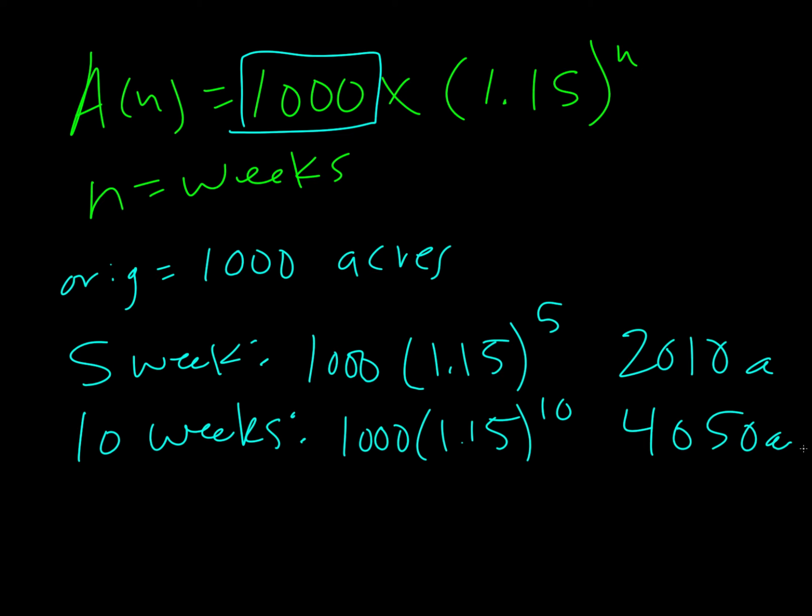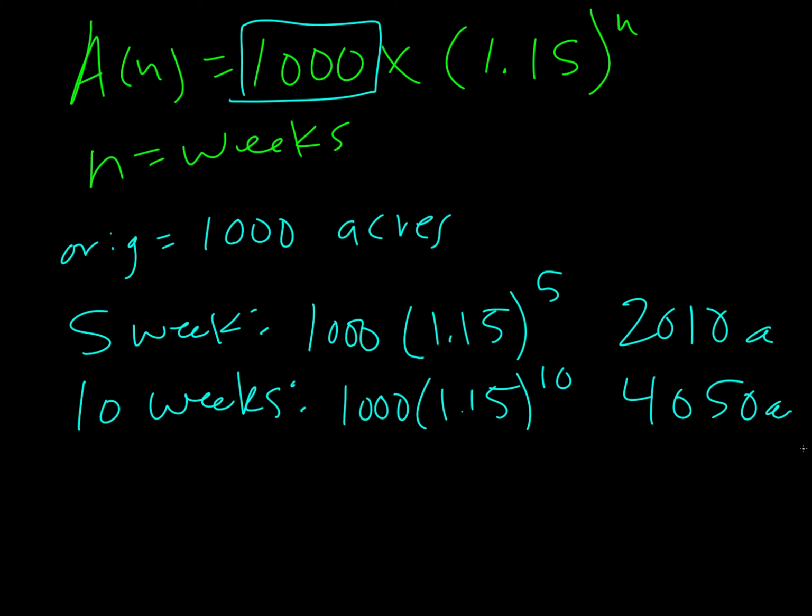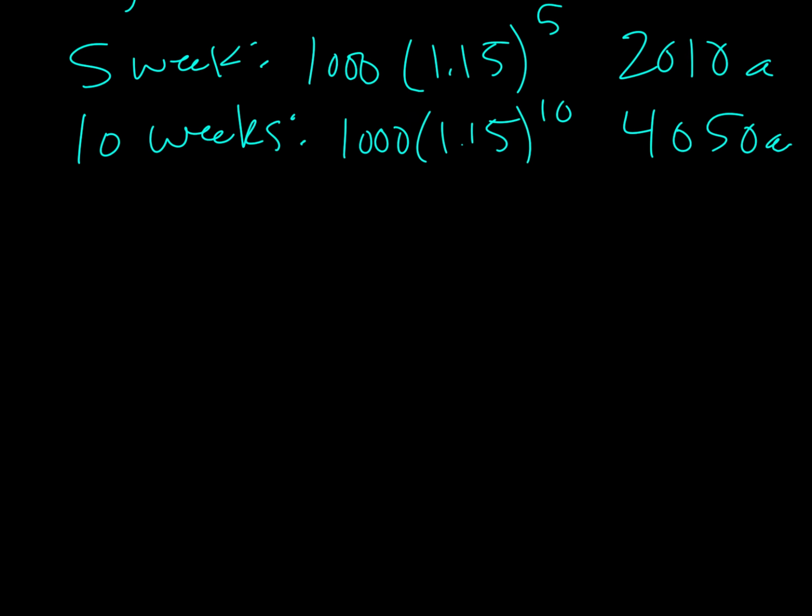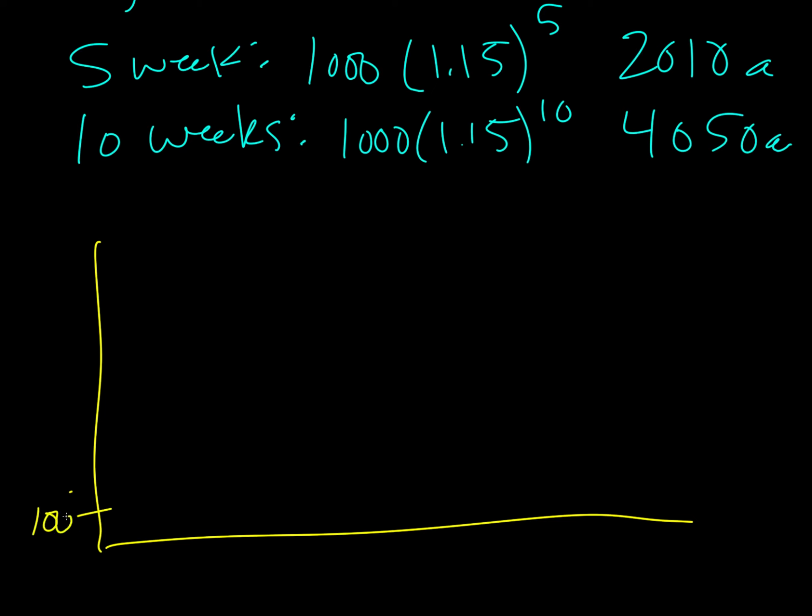Okay, draw the graph of the affected area over time. Okay. So we know if we plug in a 0, our initial is 1,000. So let's just do 1,000, 2,000, 3,000, 4,000, and 5,000. Because for the data that we have, we don't go past that.